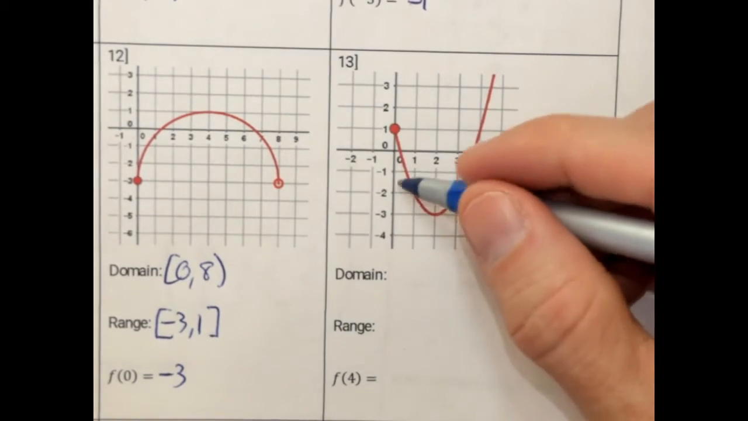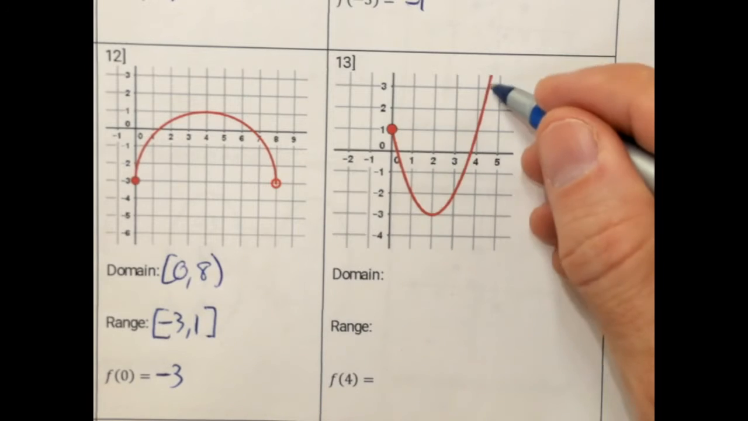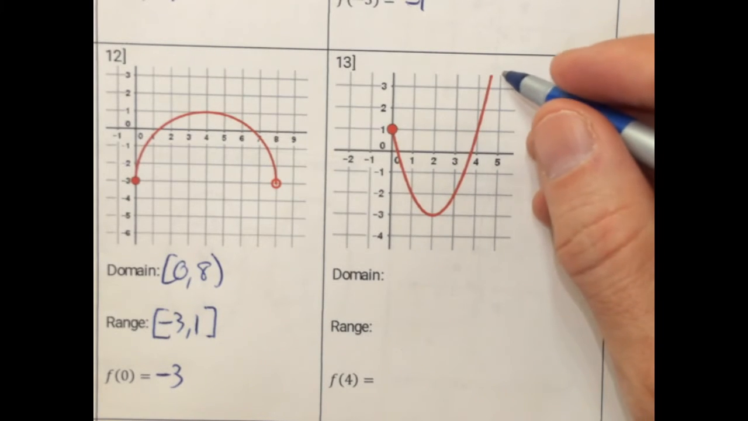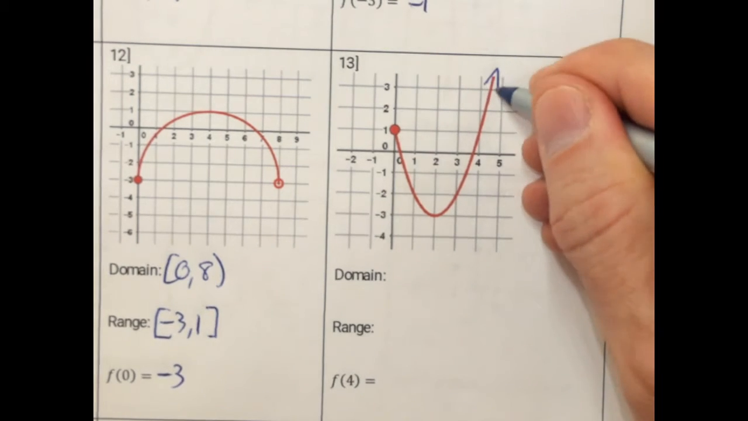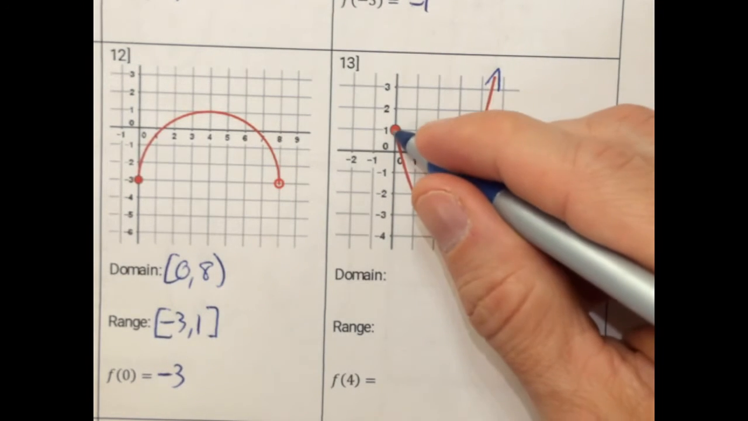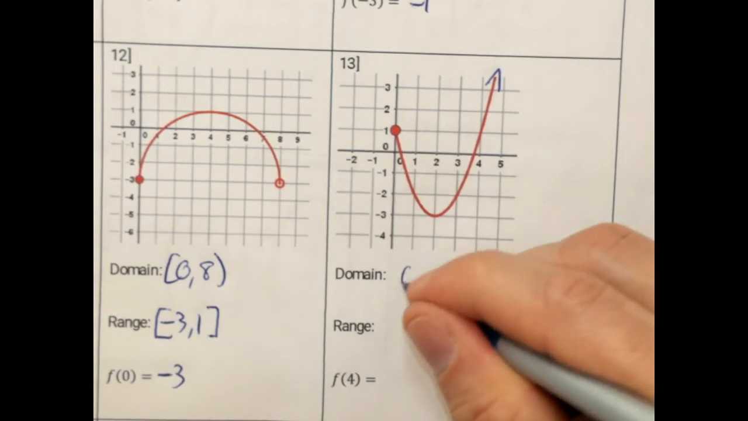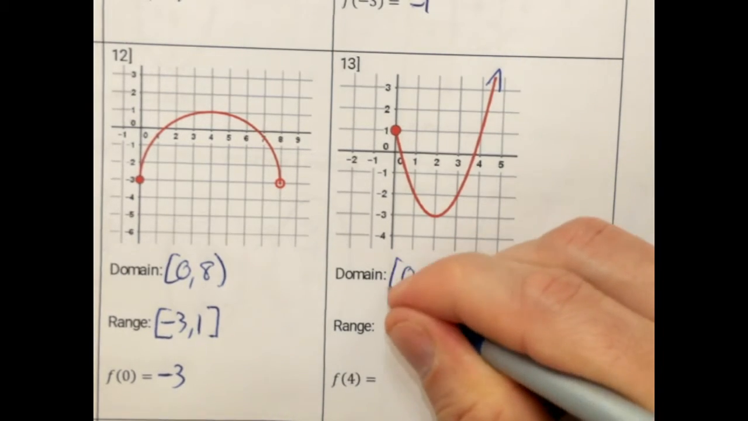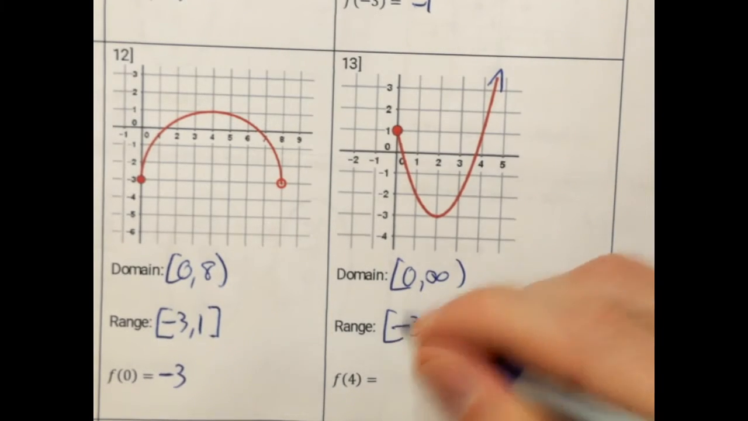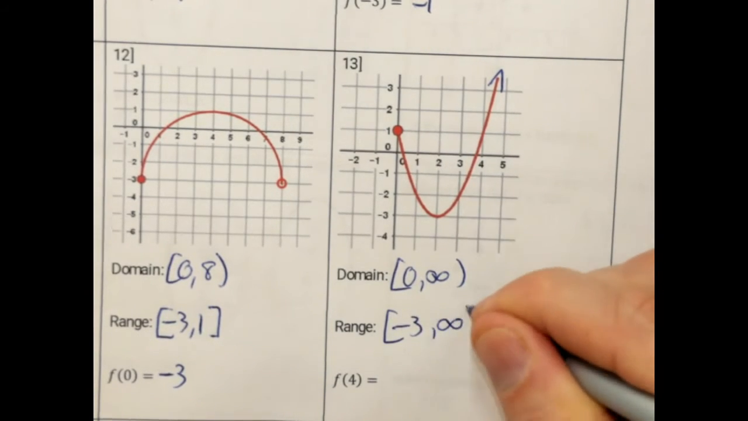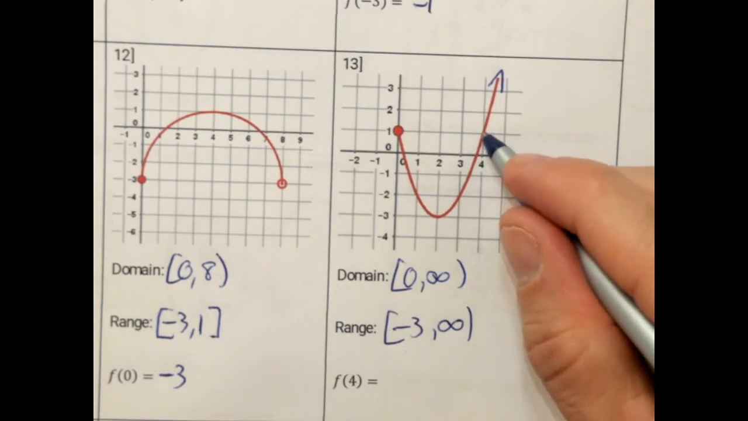So here we go. Domain from 0 to... I don't know if this ends or not. We're going to assume that's an arrow. So from 0 to infinity. Bracket there, but parentheses there. Range is going to be from -3 to infinity. F of 4 looks like 1.